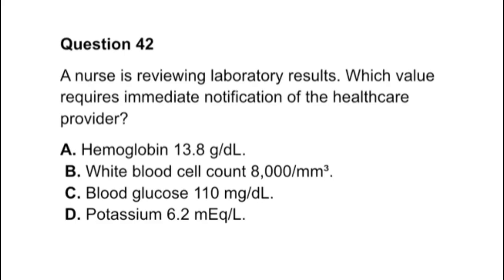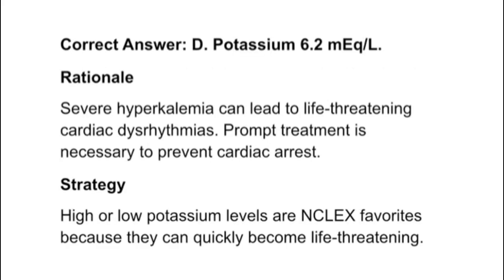Question 42. A nurse is reviewing laboratory results. Which value requires immediate notification of the healthcare provider? A. Hemoglobin 13.8 g/dL. B. White blood cell count 8000/mm³. C. Blood glucose 110 mg per deciliter. D. Potassium 6.2 milliequivalents/L. Correct answer, D. Potassium 6.2 milliequivalents/L. Rationale: severe hyperkalemia can lead to life-threatening cardiac dysrhythmias.